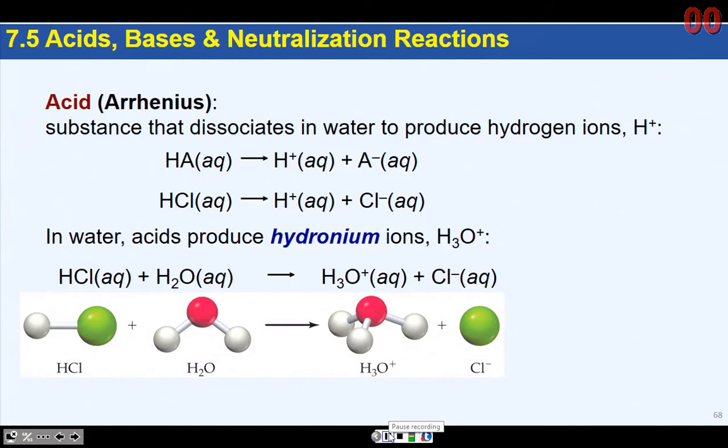There are a couple different definitions or theories of describing how acids occur and how we define them. The one that's used here is called the Arrhenius definition, where a substance dissociates in water to produce hydrogen ions. So in a generic sense, HA is an acid, and the hydrogen ion is produced in water to make an aqueous hydrogen ion that is separating from the anion A in solution.